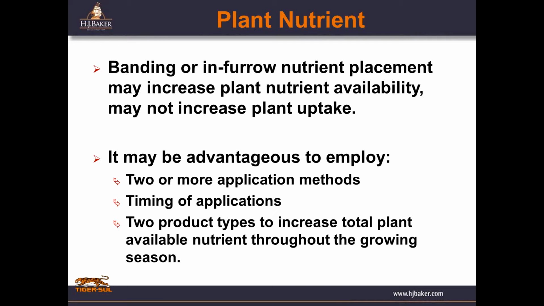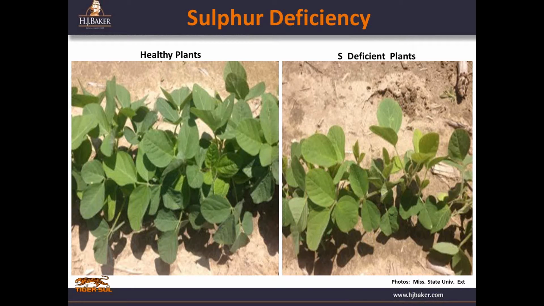Some photos of healthy plants on the left, the soybeans, versus sulfur deficient plants on the right. Here again, sulfur predominantly is not mobile within the plant, so therefore it does not store it and then relocate or translocate within the plant. So generally the deficiency symptoms will show in the new growth in the top of the plant, and the lower part of the plant will remain darker green.